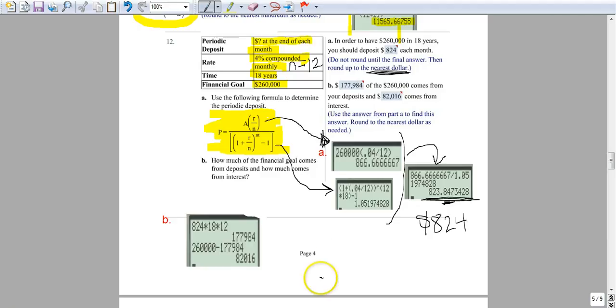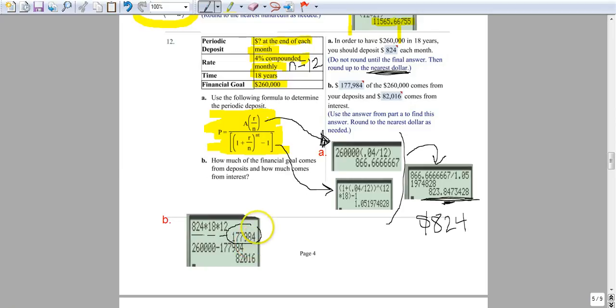And then part B, how much of the financial goal comes from deposits and how much comes from interest? Well, take the number of deposits that you're going to make, multiply that by 18 years, and you're making a deposit every month, so multiply that by 12 months in a year. So monthly deposit times 18 years times 12 months in a year.